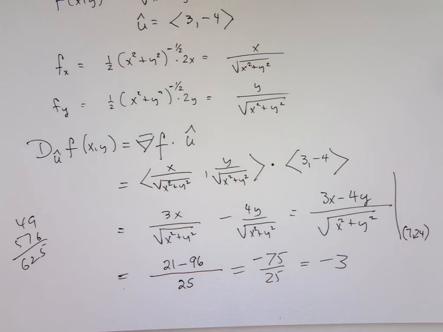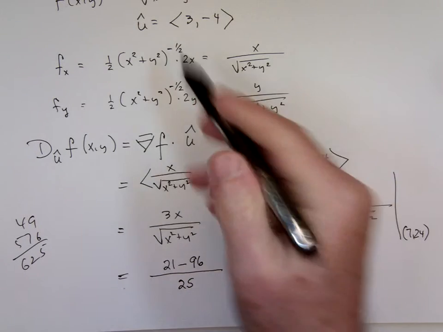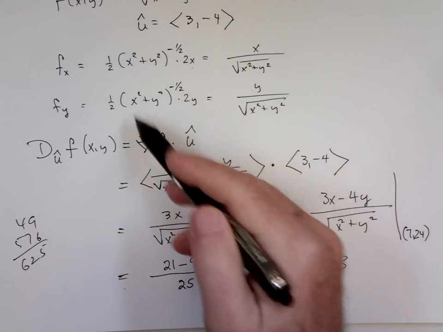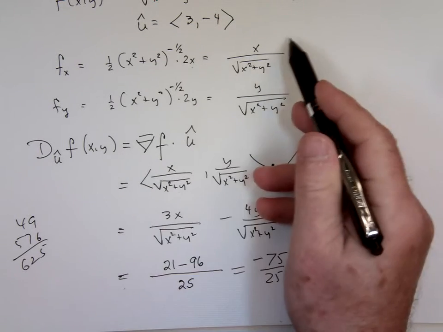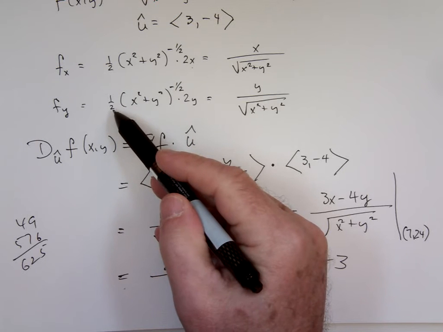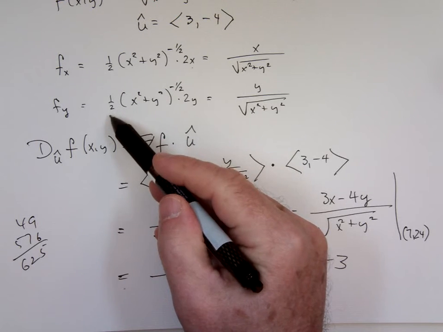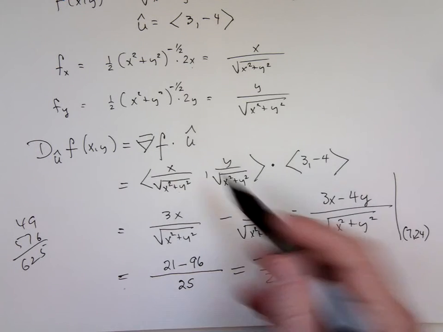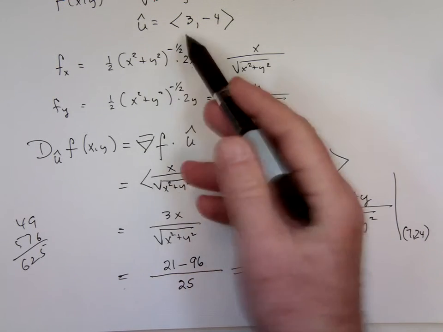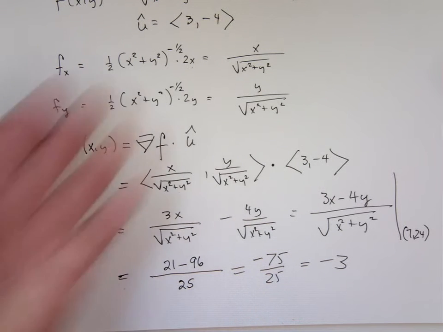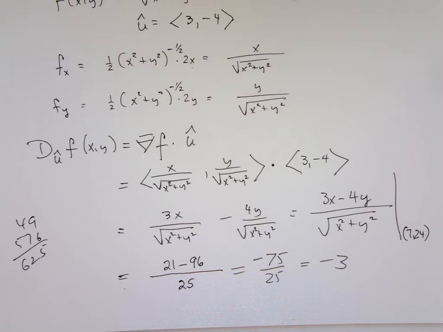All right, let's check it out. This to the 1/2, this negative 1/2 times 2x. This is good, 'cause I have one more submission left. And the partial with respect to y, 1/2, this cancels, this cancels. Unit vector is 3, oh, that's not a unit vector. 3, negative 4 is not a unit vector.